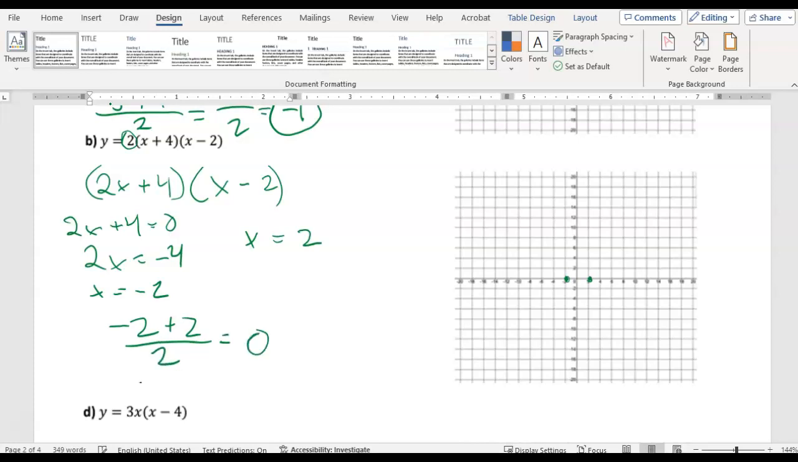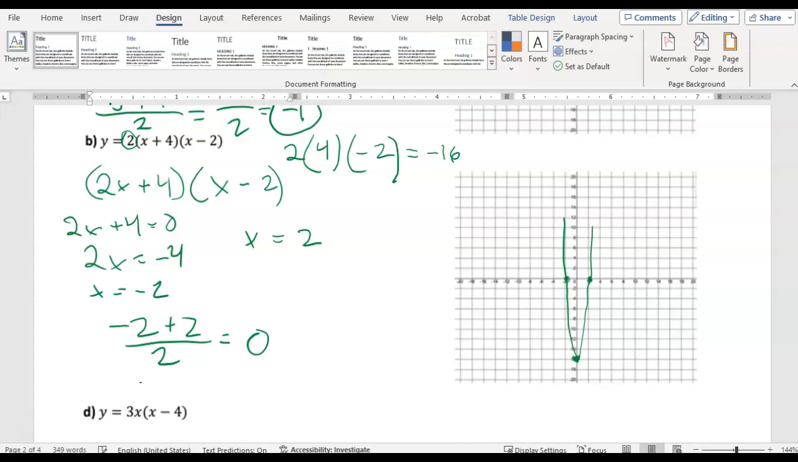And you might have seen that, right? Because these are opposite of each other. If I plug in 0 up here, we'll get 2 times 4 times -2. And so we'll get 2 times -8, which is -16. So (0, -16), all the way down there. And then also note that this is our y-intercept. So in this case, the vertex and the y-intercept are the same.